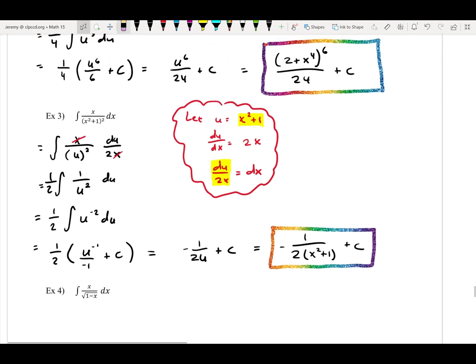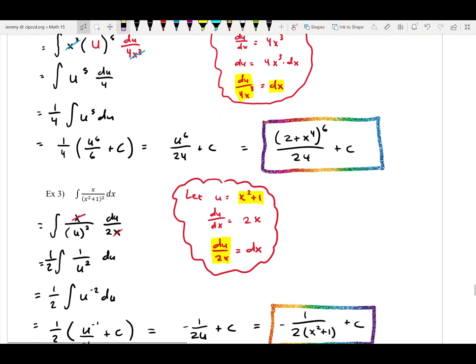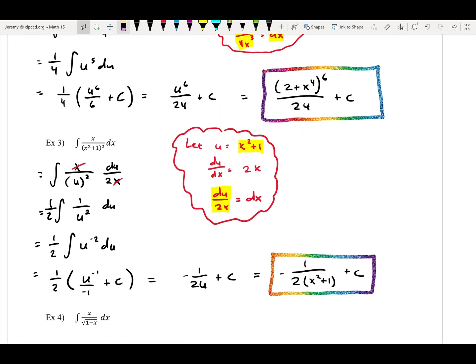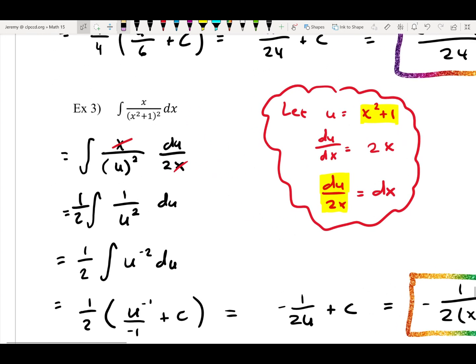Okay, so very similar process, looking at each of these. It's just a matter of picking an inner function and seeing if it works out. Now, one thing I'll say about example 3, sometimes I'll get questions like, how do I know x squared plus 1 should be u? Why not let u equal that whole denominator, x squared plus 1 squared? Well, you could try it and see what happens. It's not going to work out in this case.